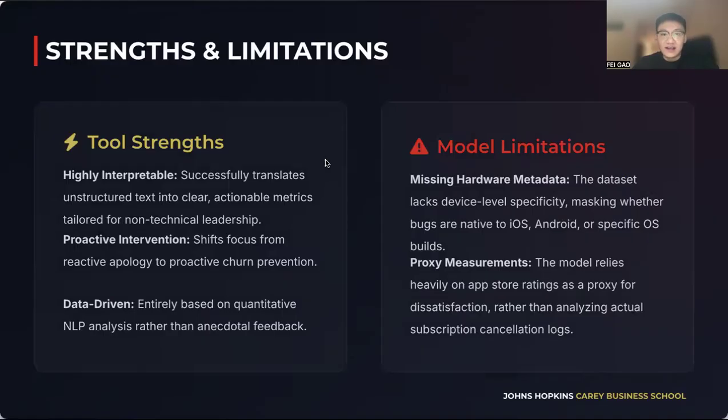And finally, it is important to understand the strengths and limitations of this tool in a business context. Its greatest strength is interpretability. It turns unstructured text into clear, actionable metrics for the leadership. However, a limitation is that the dataset lacks device-level metadata, so we don't know if these bugs are specific to iOS or Android. And additionally, we are using App Store rating as a proxy for dissatisfaction rather than actual subscription cancellation logs.